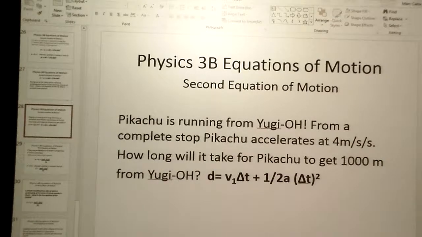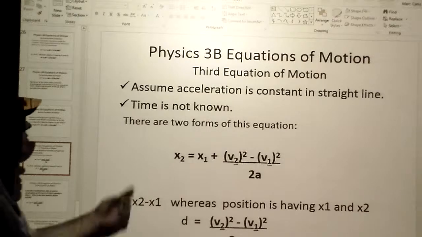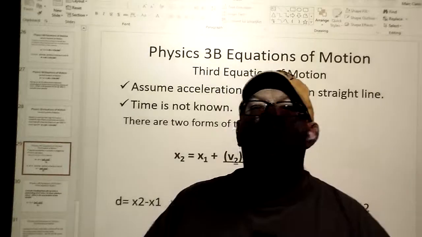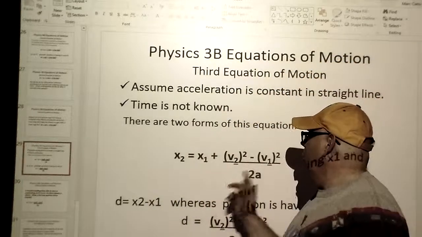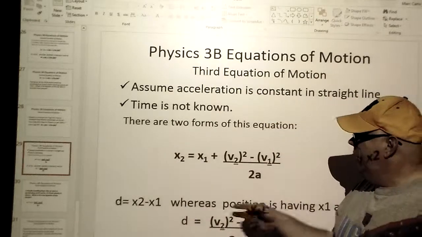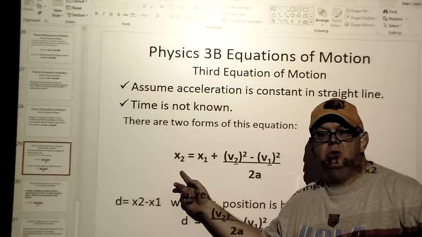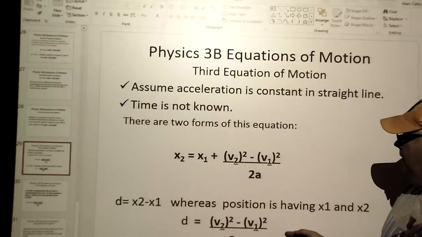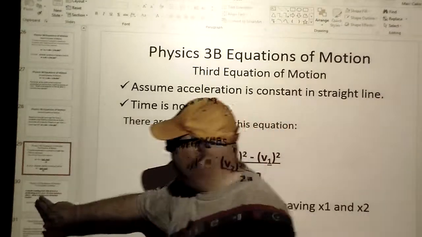So we talked about the second equation of motion. We went through that. Third equation of motion, here's another one. When do we use this one? That's when you're not given the time. Okay, I don't have the time. What am I going to do? This is it right here. Now again, the x2 and x1, again, it's position 1, position 2, like in the previous problem, and then here is our displacement. Okay, so we have those two formulas there.